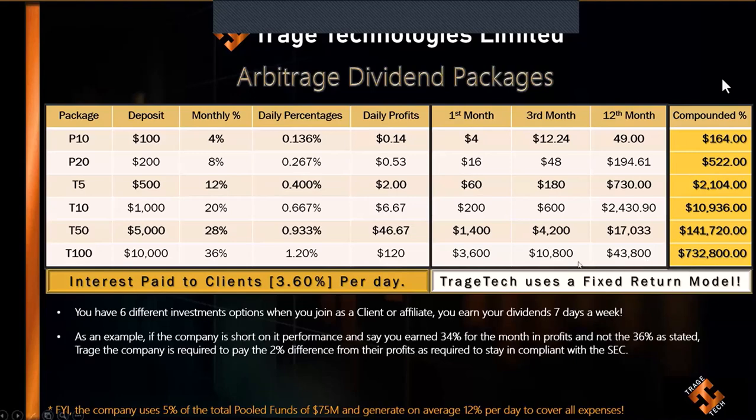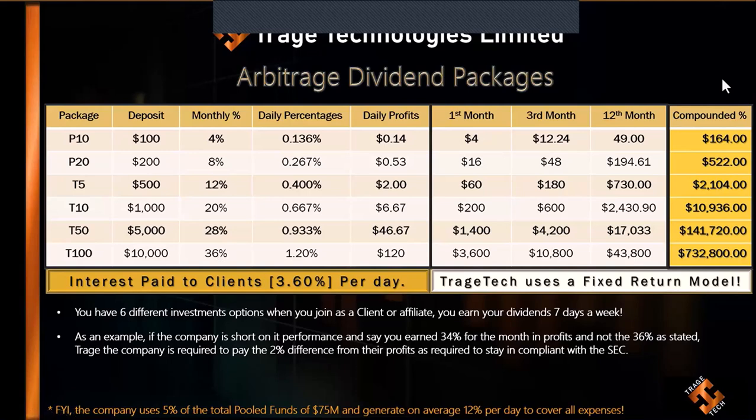Here's an example. If the company is short on its performance, and let's say you earn 34% for the month in profits, and not the 36% as stated, Trage, the company, is required to pay the 2% difference from their profits as required to stay in compliance with the SEC. Why is that so? Because Trage Tech uses a fixed return model. They have to do this every month regardless.